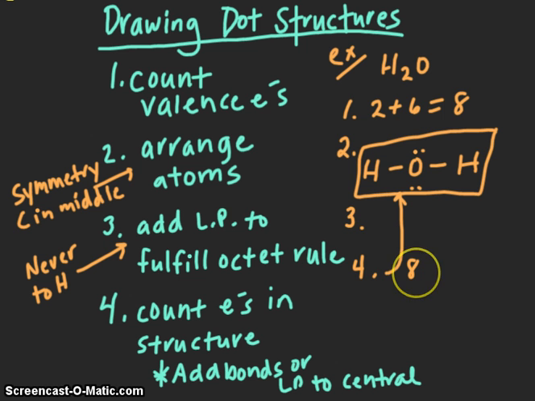and because the number I get in step 4 matches the number I got in step 1, this is the final dot structure. Obviously, there are more difficult examples out there, and I have other videos showing some examples that are a little bit more difficult than this.